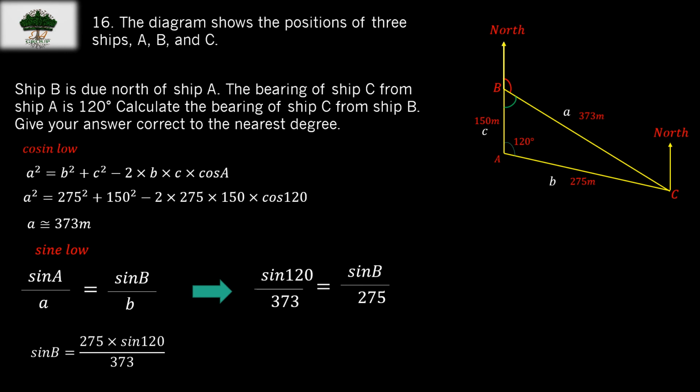But we need angle B, not sine B, so we will find the sine inverse. So B equals sine inverse of this amount, and do your calculation. It will be corrected to the nearest degree, 40 degrees. So that means this angle is 40 degrees. Now, this angle is actually the supplementary of angle 40. So we can find it by subtracting 40 from 180, since it's supplementary with 40. So the answer is 140 degrees, which is the last answer and the answer of this question number 16.